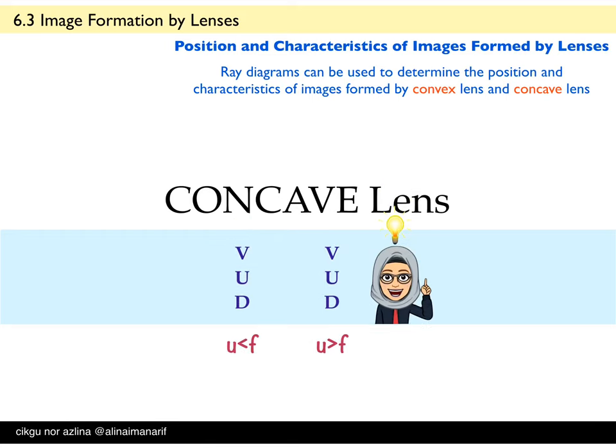Let's try the concave lens. The idea is VUD. Okay, when U is less than F or more than F, the image produced is the same. VUD: virtual, upright, and diminished.